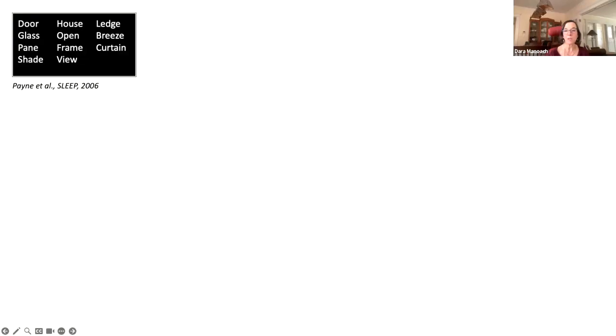Sleep is very important for extracting the gist of materials learned at the expense of details. I want to give you an example of that. If I were to read you the words door, glass, pane, shade, house, open, frame, view, ledge, breeze, and curtain, there's a gist word that links that all together. I'm just going to give you a moment to think about that.